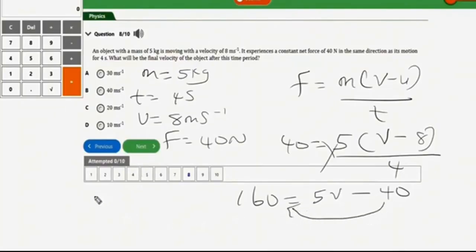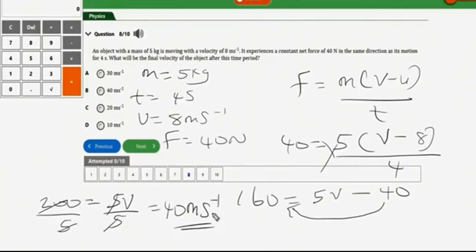So you make V the subject of the formula, which will cross over and you change the sign, so it will be 160 plus 40. You're going to have 200 equals 5V. Divide both sides by 5. So our final velocity will be 40 meters per second. That will be the answer. The correct option is option B. It's as simple as this.